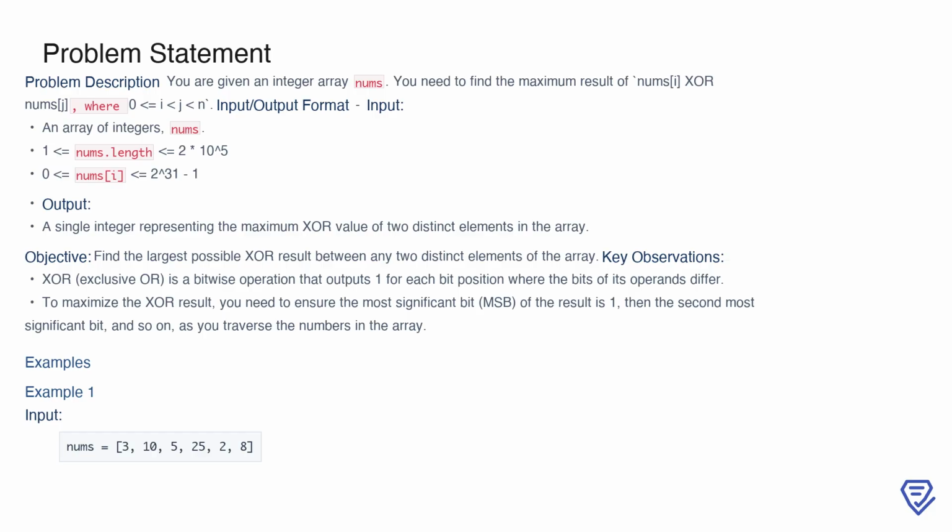To maximize the XOR result, we want to focus on the bitwise operation XOR, which outputs a 1 for each bit position where the bits of the two operands differ. This means that the goal is to choose numbers that maximize the most significant differing bits first, followed by the less significant ones, to achieve the highest possible result. Understanding how XOR works at the bit level is key to solving this problem efficiently.